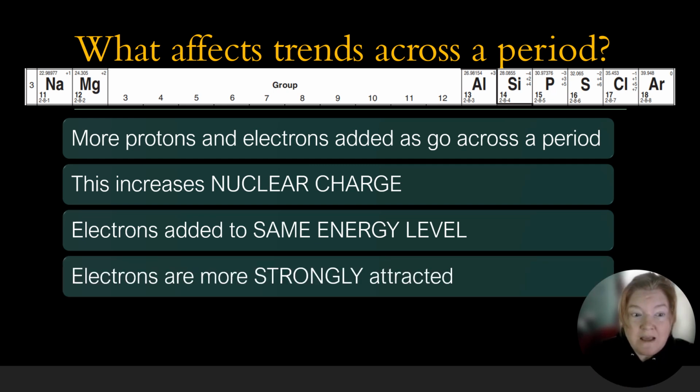So because of that, the electrons are more attracted. So they get pulled in tighter because the nucleus is increasing in charge, but the electrons are being added to the same energy level. So we are able to pull the electrons more tightly. And the properties that we see going across a period are a result of that.